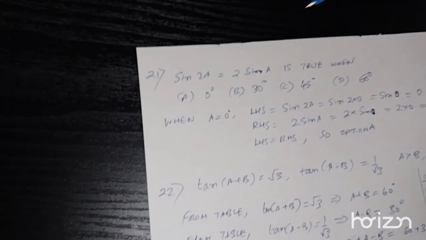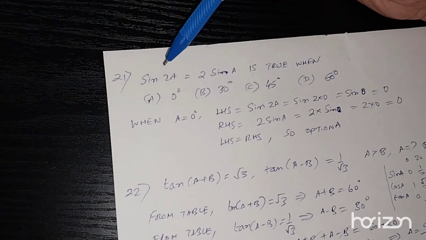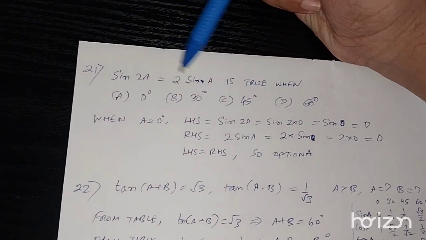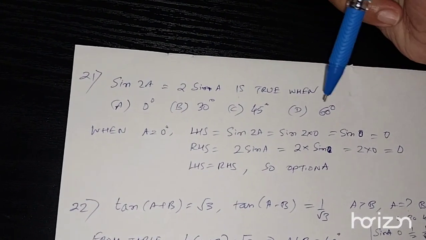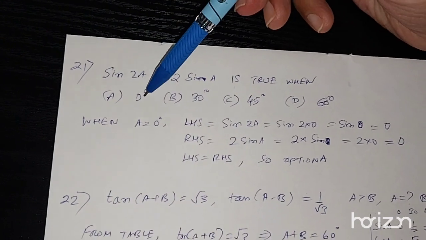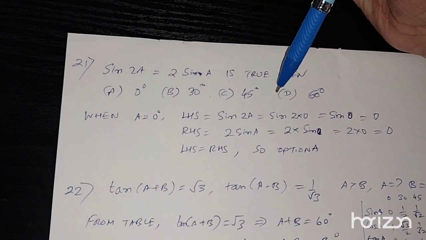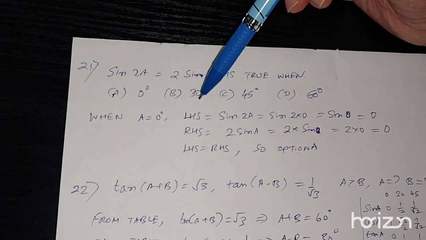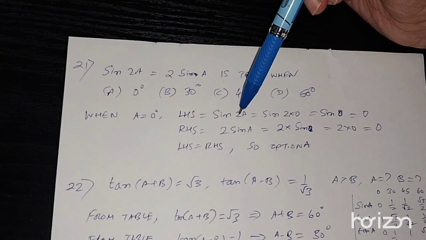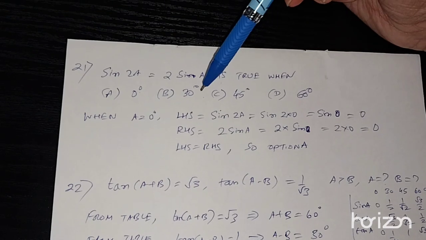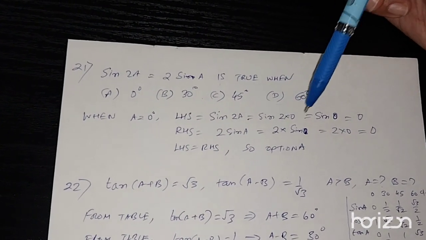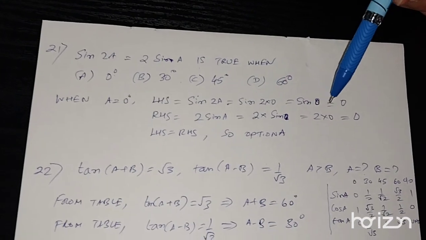Okay, let's look at a few more such problems. So we are saying sine 2a is equal to 2 times sine a is true when the angle is 0, when the angle is 30, when the angle is 45, when the angle is 60. When is this true? So when the angle is 0, what is your LHS, left hand side of the equation? Sine 2a. When the angle is 0, sine 2a is sine of 2 multiplied by 0. That is 2 multiplied by 0 is 0. That is sine 0.